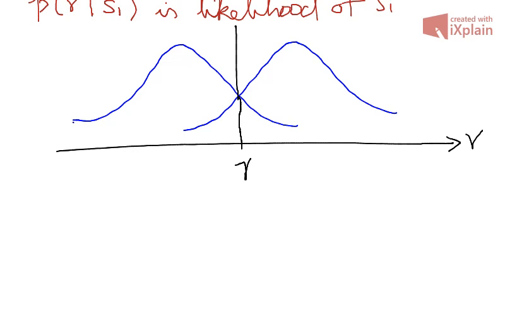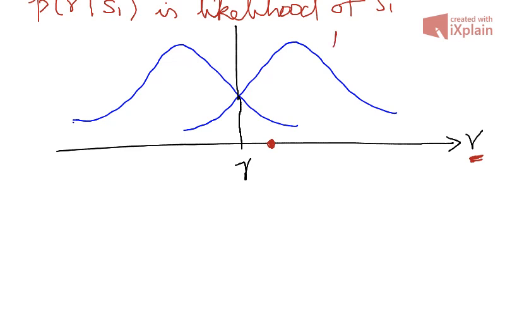Now suppose we receive the signal R, which is a point over here. Suppose we have received some value here. This is a sample value, the value of R. It may be any value on this axis, right?